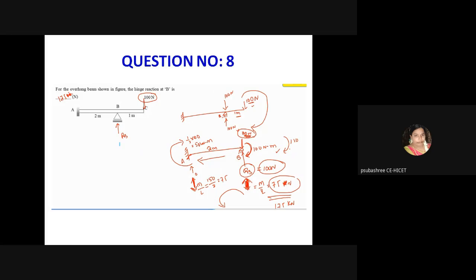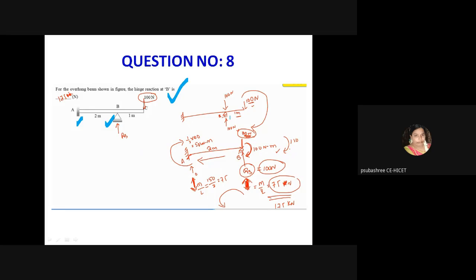The next question. For the overhanging beam shown in the figure, find the redundant reaction at B. The beam is an overhanging beam. See this figure: A is the fixed support, B is simply supported, and at C there is a point load of 100 Newton.